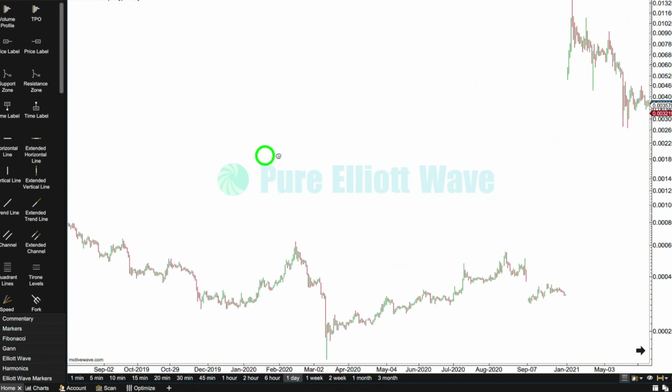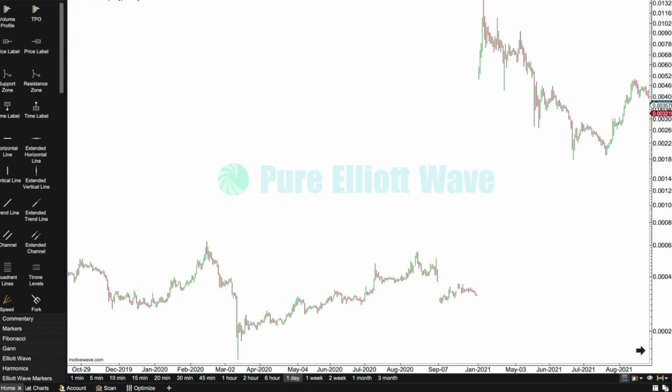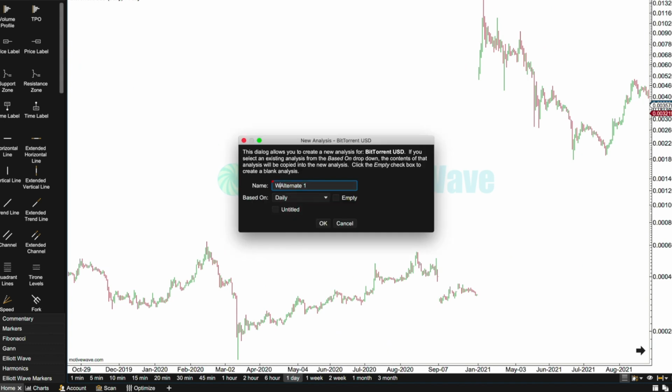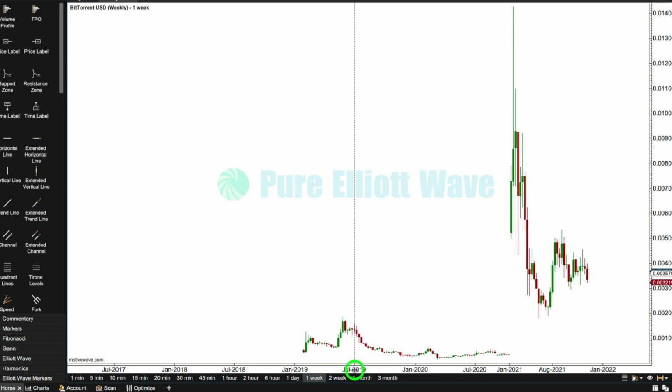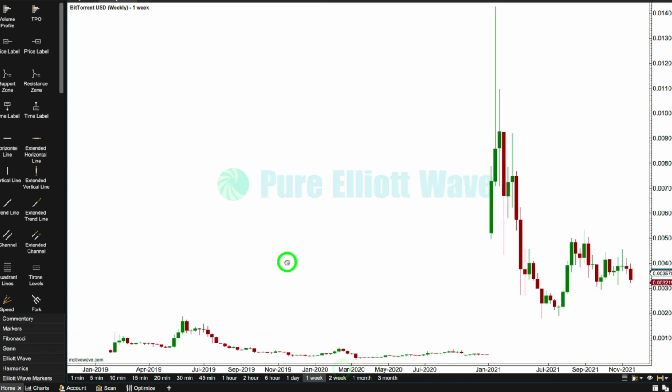Okay, so I've got full data here for BitTorrent. I think I'm going to start with a weekly chart. Let's use weekly candlesticks. What is this huge gap? I've noticed this here. This is from October 2020 to March 2021. So there's a huge gap there in the data. I've got this data from Yahoo Finance. I'm going to have to assume that it's correct. This is what I have to work with.